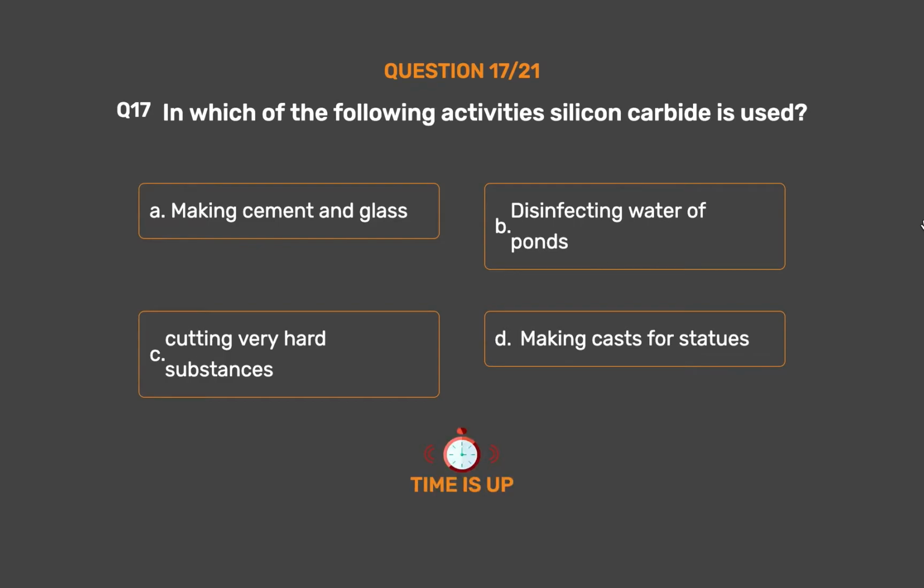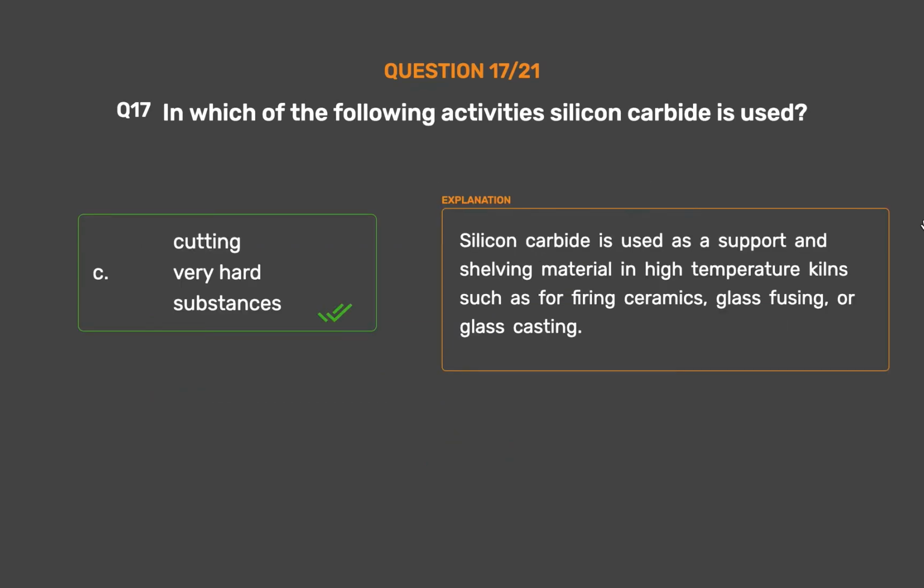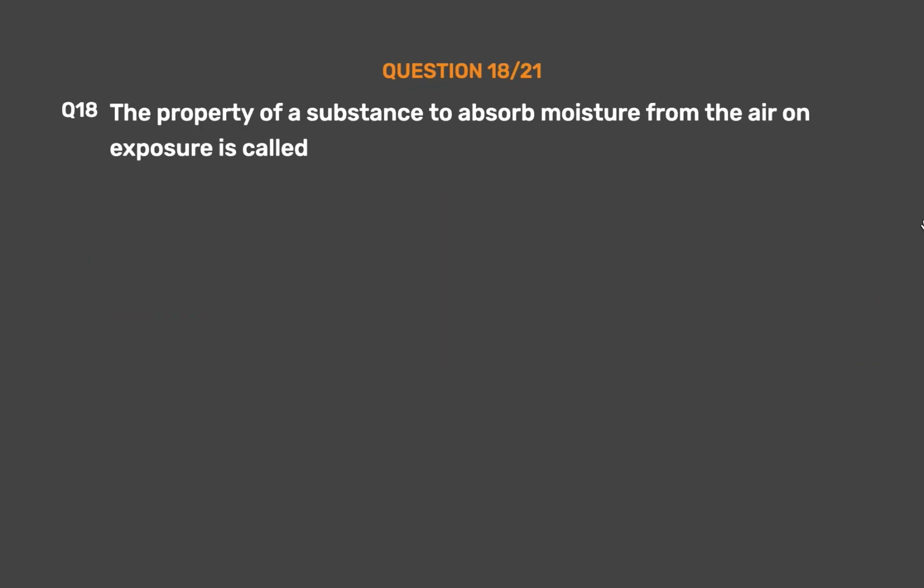The correct answer is option C, cutting very hard substances. Silicon carbide is used as a support and shelving material in high-temperature kilns such as for firing ceramics, glass fusing, or glass casting.